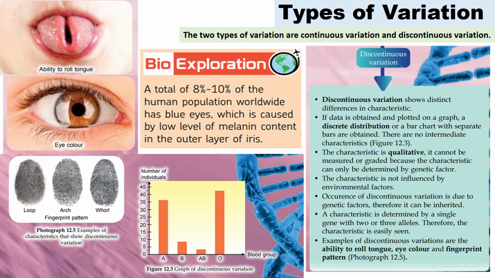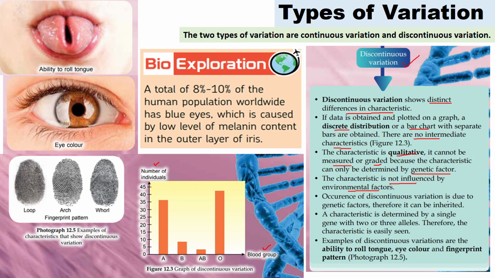The second type is discontinuous variation, where it shows distinct differences in the characteristics. Which means if we are to obtain data and plot it on a graph, there is a discrete distribution or a bar chart with separate bars, like this. For example, this is a graph of discontinuous variation showing the number of individuals against blood group. So no intermediate characteristics. The characteristics are qualitative, meaning they cannot be measured or graded, because these characteristics can only be determined by genetic factors and are not influenced by environmental factors.